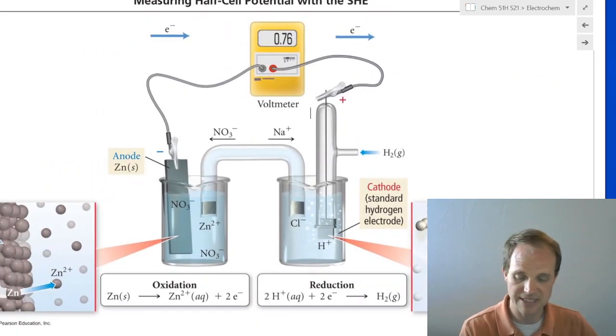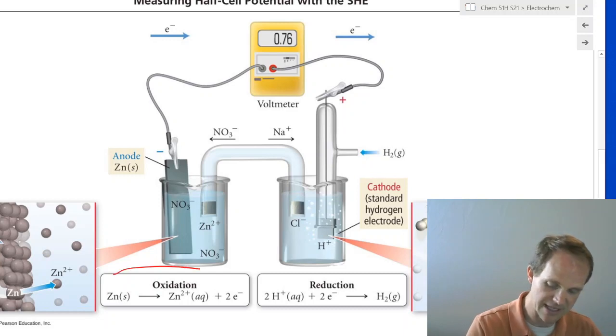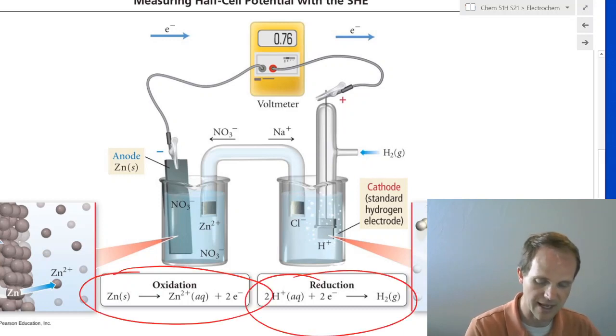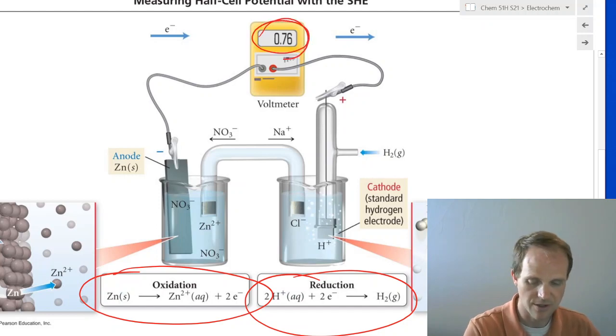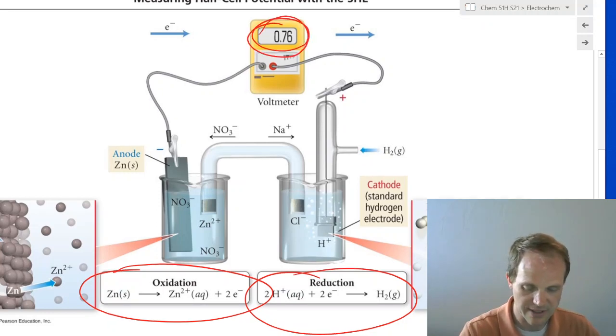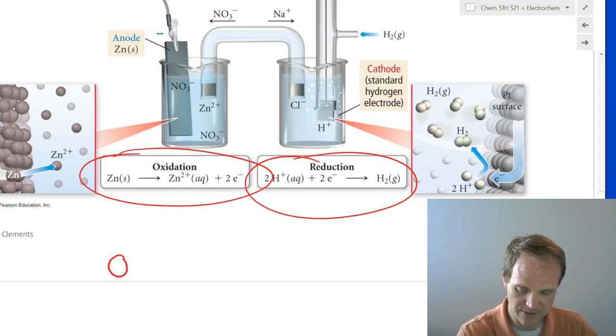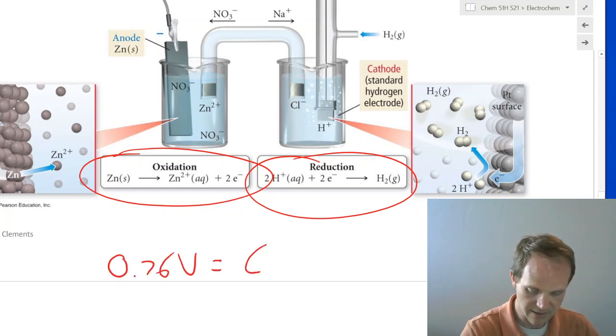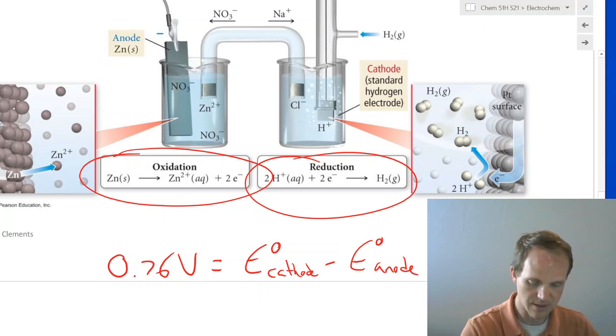So let's go ahead and measure zinc. I'm going to tell you that zinc ends up oxidizing. This guy ends up reducing. And we know that from the voltage here. The voltage here is 0.76 volts. So my 0.76 volts is the cell potential of my cathode minus the cell potential of my anode.